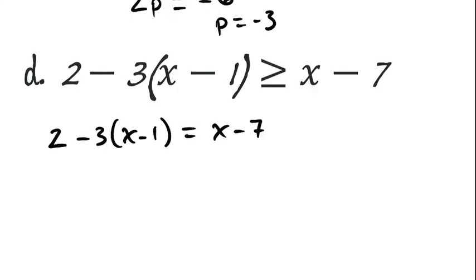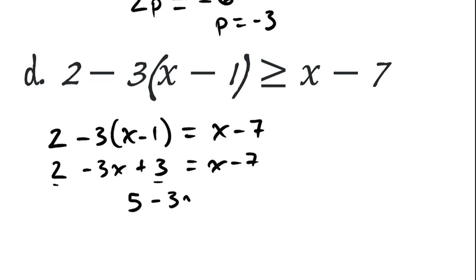Okay, on to D. I have set this up as an equality to find my boundary location. If I distribute, here I get 2 minus 3x plus 3 is equal to x minus 7. I'm going to add 3x to each side, and the 2 plus 3 is going to become 5. So this is 5. Let me not do 2 steps at once. 5 minus 3x is x minus 7.